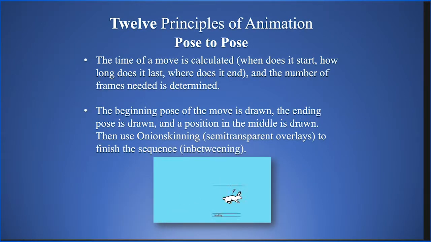Now pose to pose. The time of a move is calculated. When does it start? How long does it last? Where does it end? And the number of frames needed is determined. The beginning pose of the move is drawn. The ending pose is drawn. A position in the middle is drawn, and then using onion skinning, which is semi-transparent overlays, to finish the sequence of in-betweening. So basically, pose to pose is setting up and then doing the in-betweening.